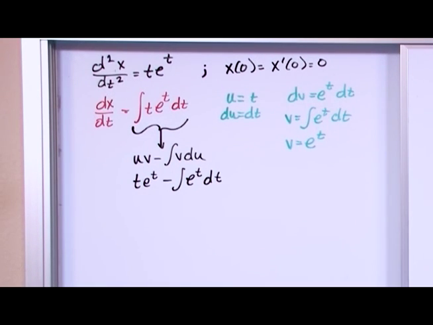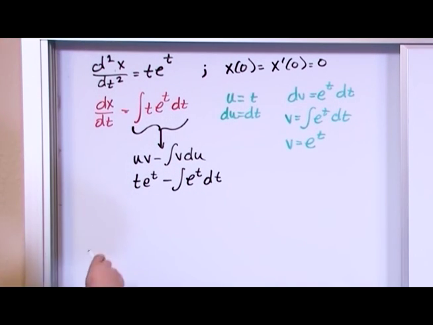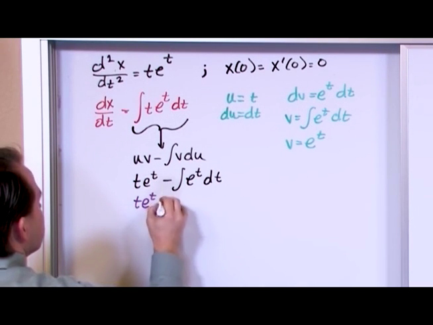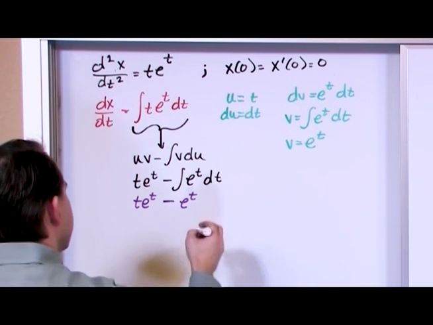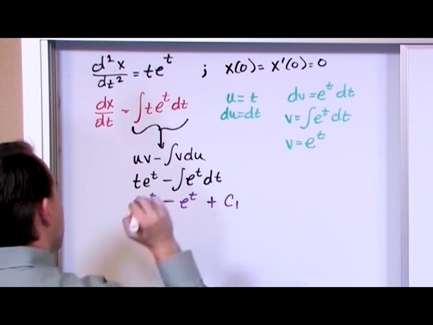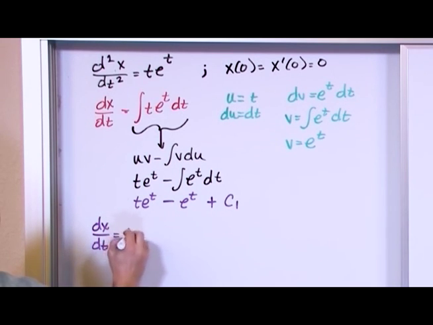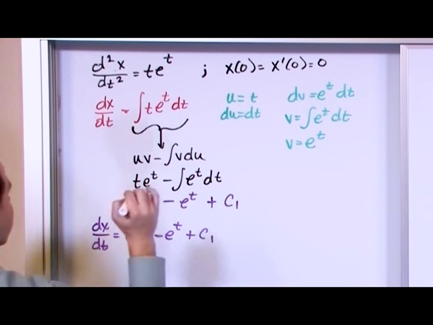So t e to the t minus that. What do we have here to integrate? Obviously, this is just sitting out in front. So we have t e to the t minus this integral, which is e to the t, plus some constant c1. And so that is the answer to the integration by parts. So we've gotten that. Let's use that and rewrite our differential equation in terms of that. So dx/dt is equal to t e to the t minus e to the t plus constant c1.